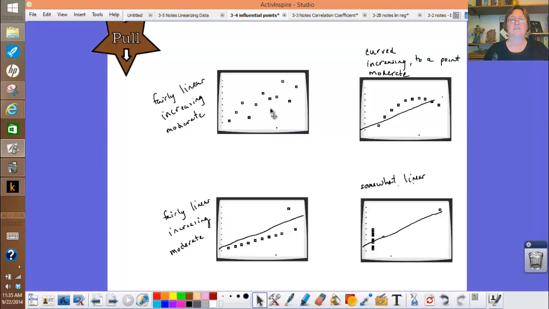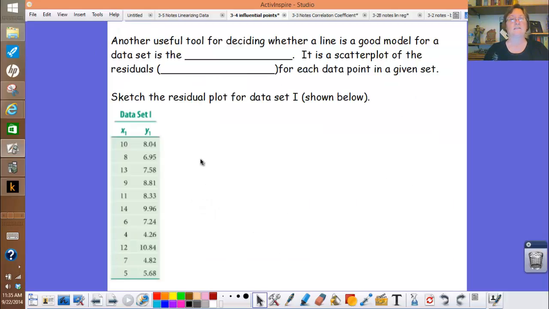So if all you looked at was the regression equation, that can't tell you much. If all four of these have exactly the same regression equation, then that can't be the only thing that you depend on. So we want to talk about some other measures of strength in correlation. And a useful tool that we're going to talk about today to decide whether or not a line is a good model for a data set is called a residual plot.